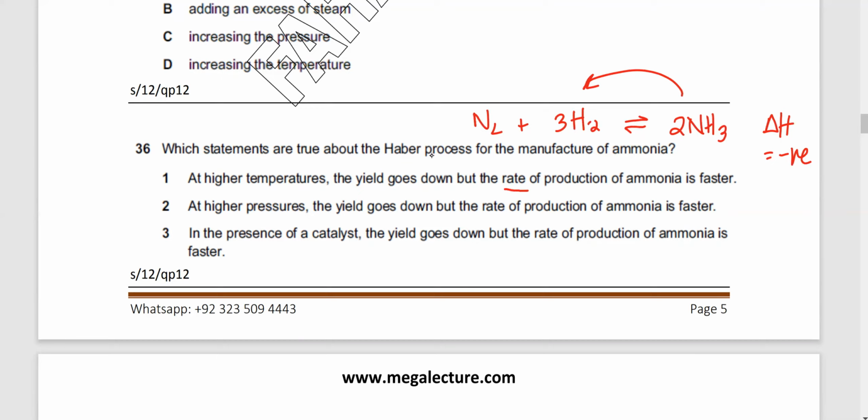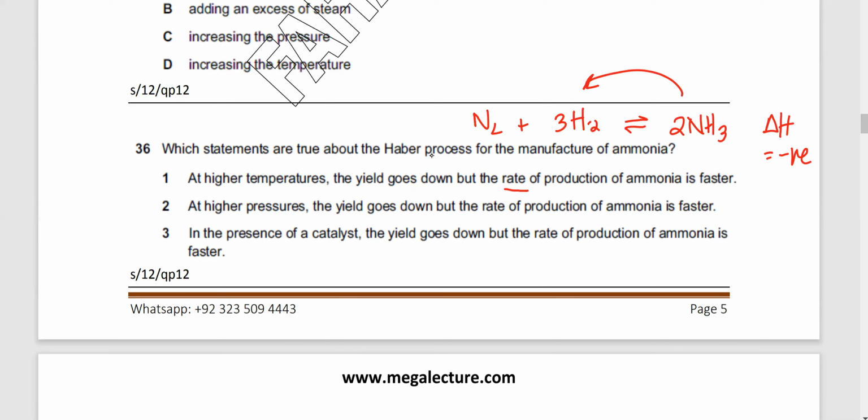So remember, rate has nothing to do with equilibrium. Rate is separate. So you're getting less ammonia, but you're getting it at a faster rate. Instead of getting 100% ammonia, if it takes 10 days, that's pointless. But if you get 10% ammonia in 5 seconds, that's a lot more. So the first statement is correct. At higher temperature, the yield goes down, but the rate of production of ammonia is faster.